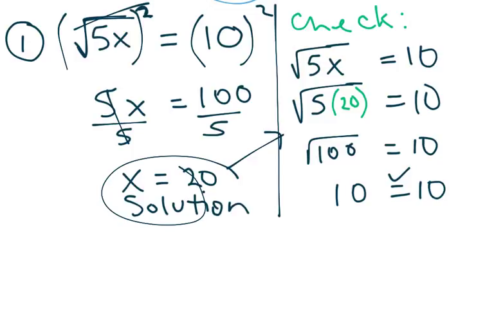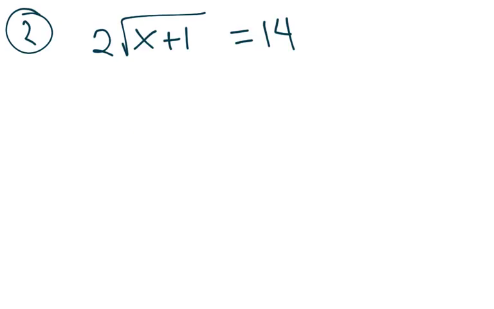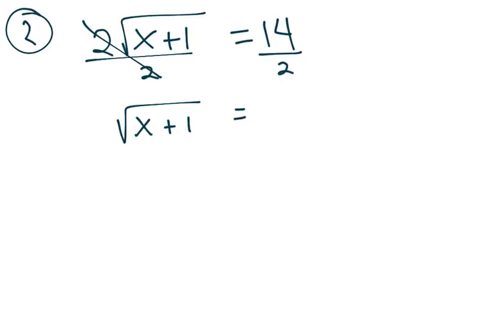Okay, let's do number 2. Okay, so 2 times square root of x plus 1 equals 14. Now here is my radical. There is something outside of it. So I need to isolate this. So I am going to divide both sides by 2. 2 divided by 2 cancel each other out. It gives me a 1. So I have 1 square root of x plus 1. 14 divided by 2 is 7.